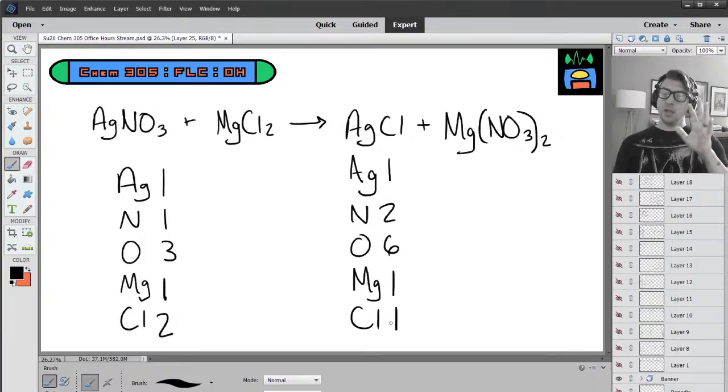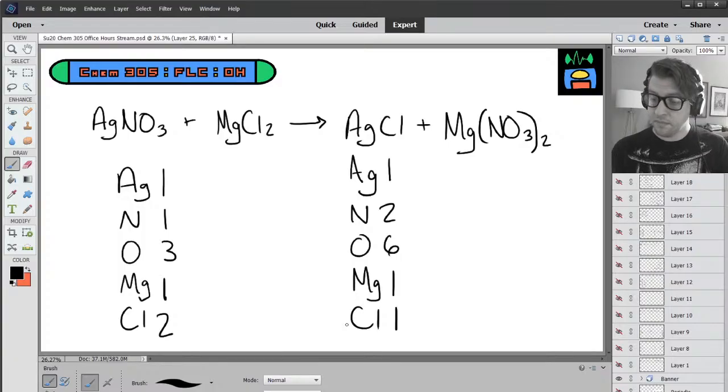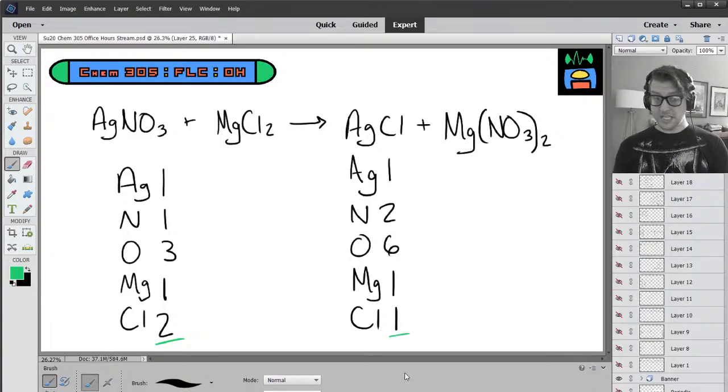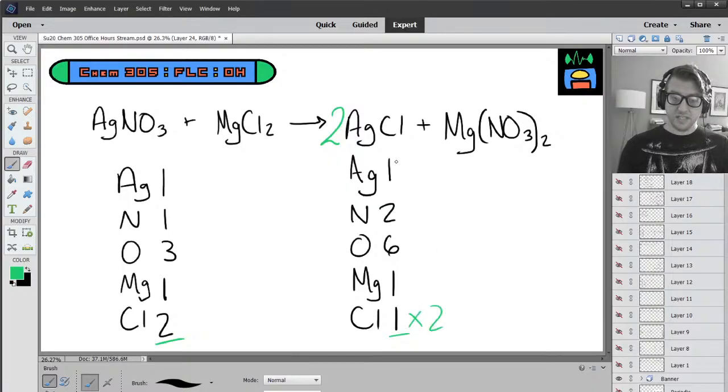Now, when you're balancing chemical equations, this is one of the rare times in life where taking the path of least resistance is the best way to go. Always go for the easy stuff first. For example, I notice that I have 2 chlorines on the reactant side and only 1 on the product side. I need to have 2 for this thing to be balanced. So I am going to multiply silver chloride by 2. This will balance my chlorine count, but it throws my silver count out of balance.